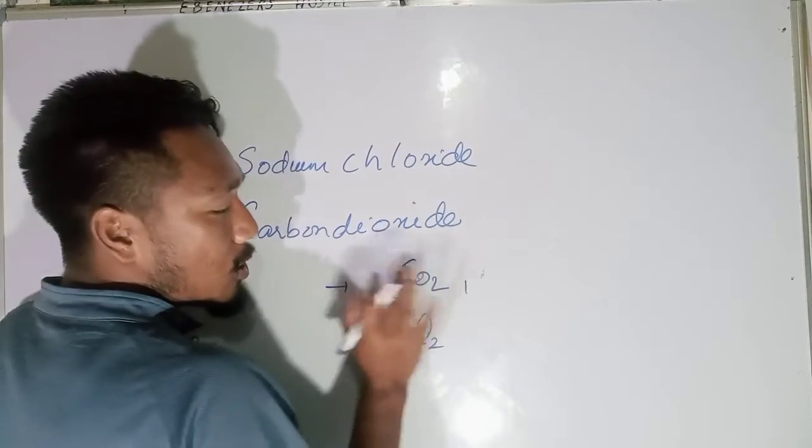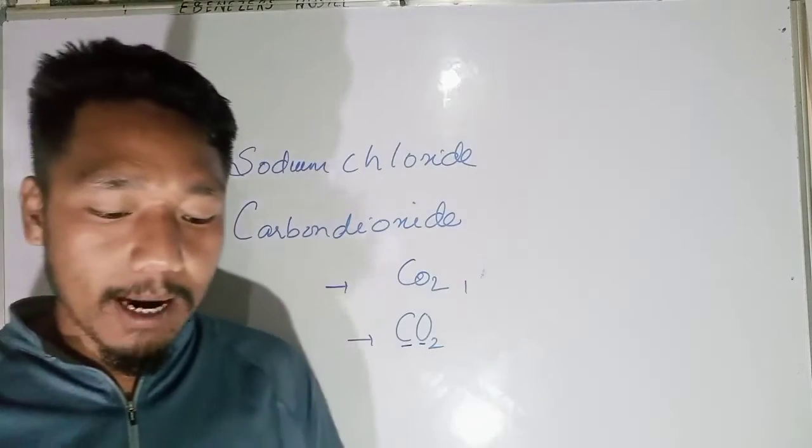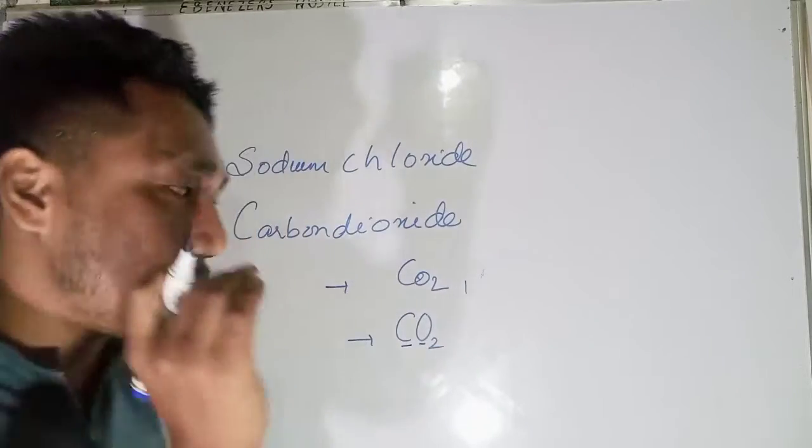But if I write Co, it becomes cobalt, another element altogether. So that is what you have to keep in mind while writing the chemical formulas of chemical compounds.